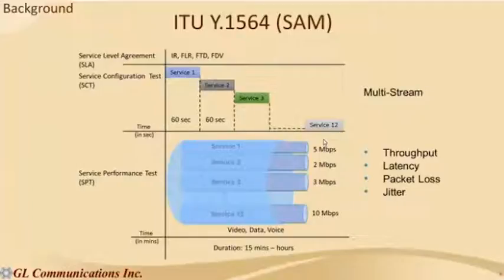It starts by running services in a consecutive order, one after another, and you can see that in the service configuration test at the top there. And then a second test is basically the services being run simultaneously. Testing similar things to 2544: throughput, latency, packet loss, and jitter. And it's at the same layers that 2544 tests. So just another way to validate.